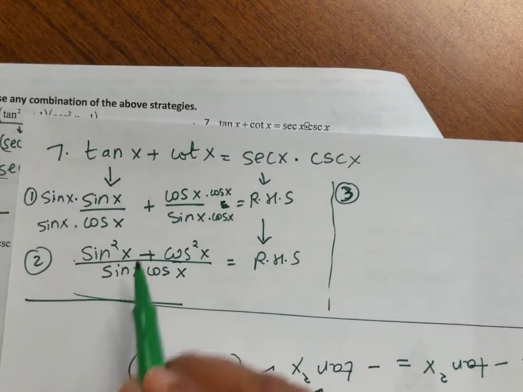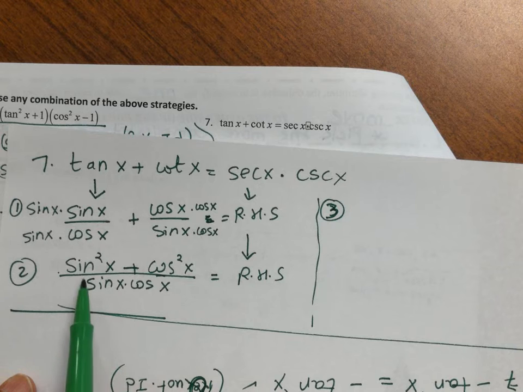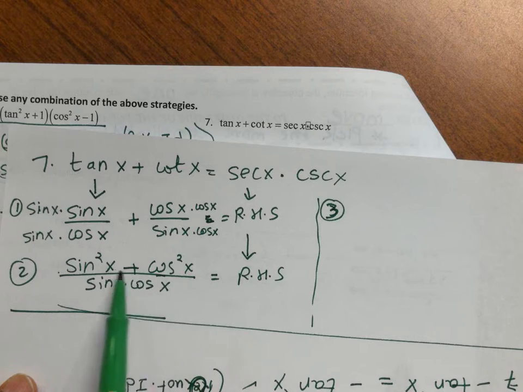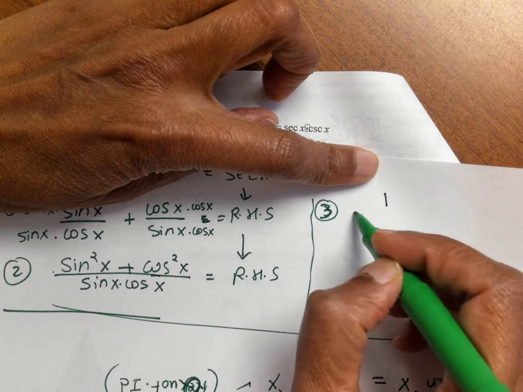If I look at my Pythagorean ID, now I have squares. The first Pythagorean ID is something that we should be really familiar with. We talked about it, this is the one that we need to make sure we know. Sine square x plus cosine square x equals 1, because that's our original one. So I can go ahead and replace this with 1 over.